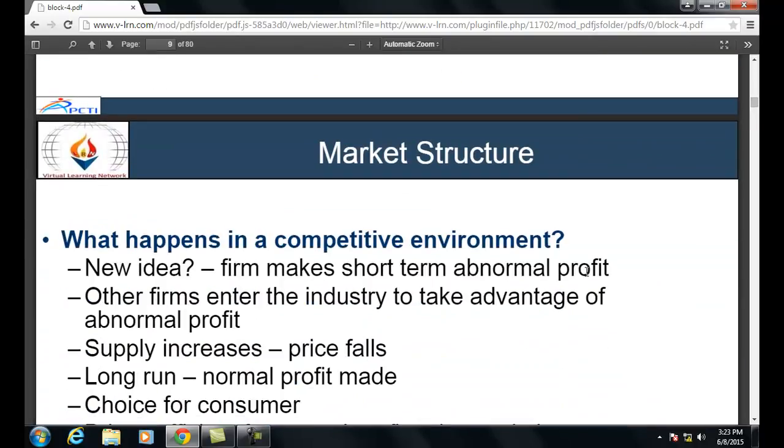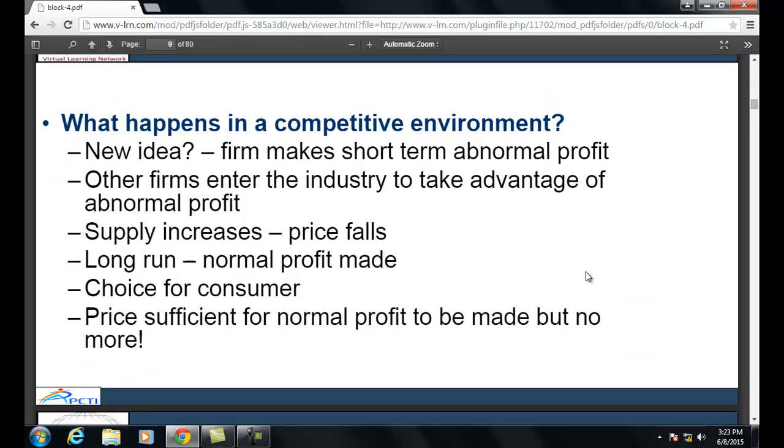What happens in the competitive environment? With a new idea, a firm makes short-term abnormal profit. Other firms enter the industry to take advantage of the abnormal profit. Supply increases and price falls. In the long run, normal profit is made by the industry and there is choice for the consumer. Price is sufficient for normal profit to be made, but no more.